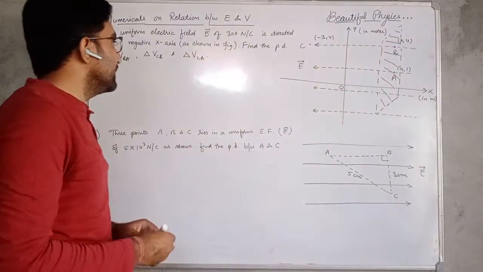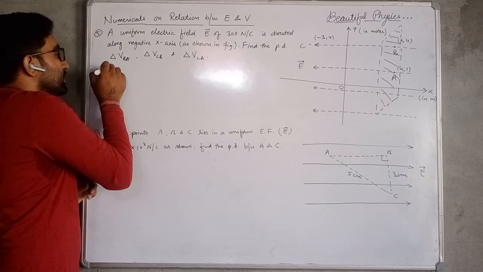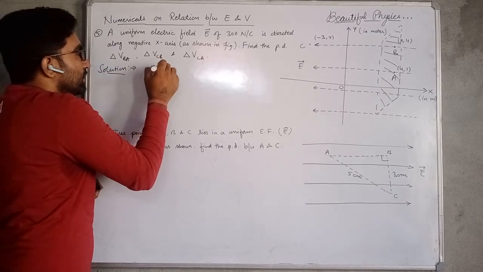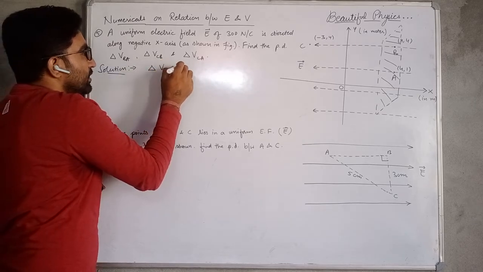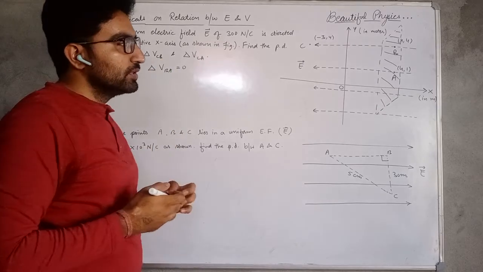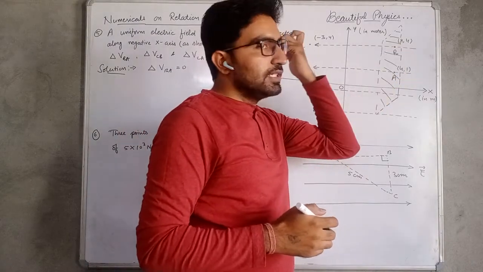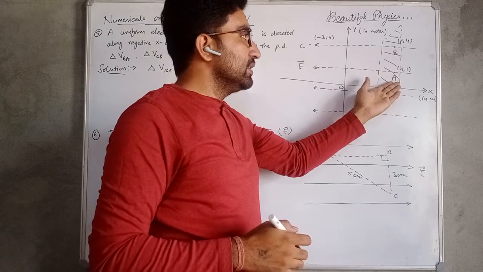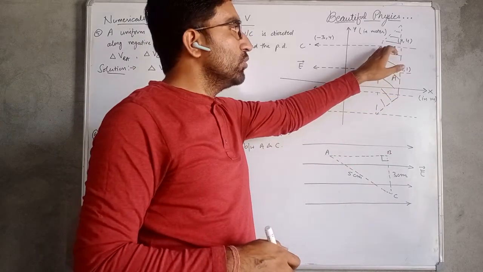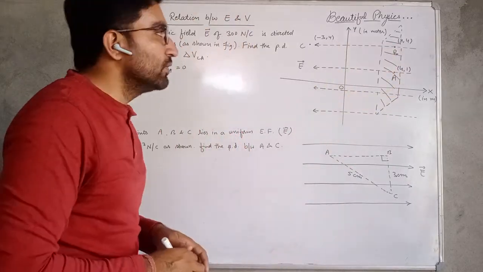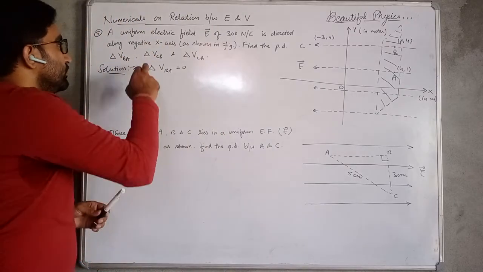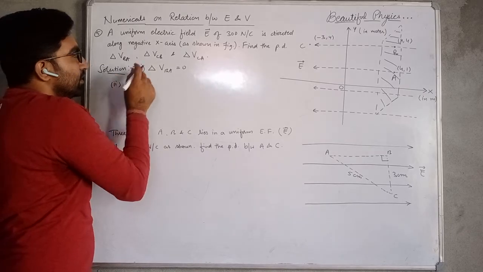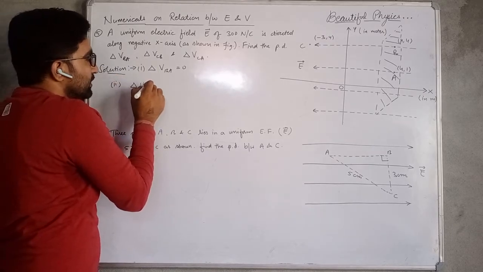Okay, so delta VAB and delta VBA will be equals to 0, because potential at A is equals to potential at B. So when we put the value, VB minus VA is equals to 0, because at both the points potential is same. This is our first result. Second one is delta VCB.